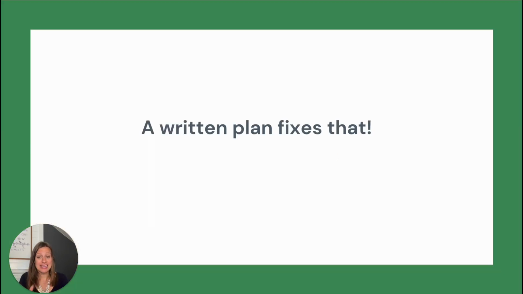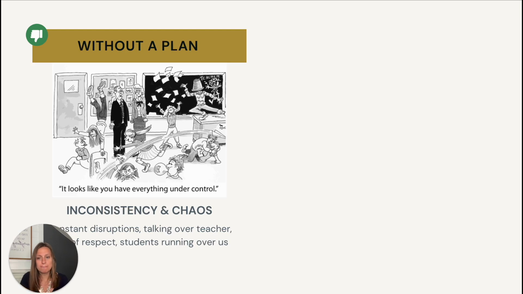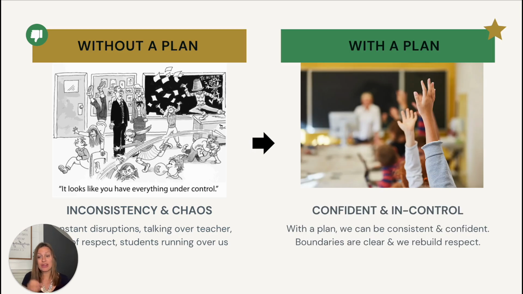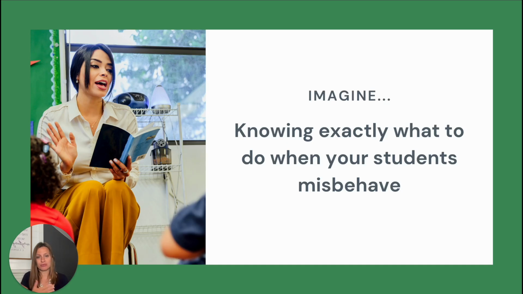Now, I say all that to say a written plan fixes so much of that. Without a plan, we are inconsistent. There's chaos, right? There's disruptions, talking over the teacher, students are kind of running over us a little bit. But with a plan, we are confident. We know what to do and we're in control. So we can make those boundaries really clear and rebuild respect.